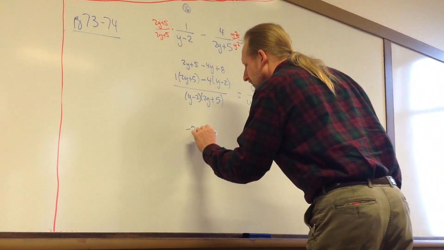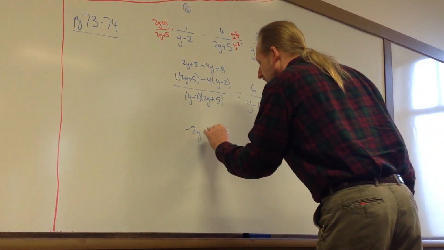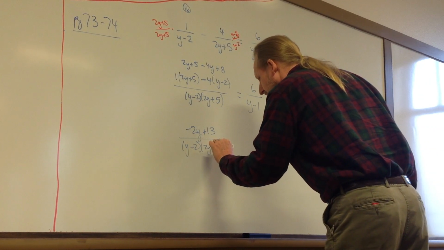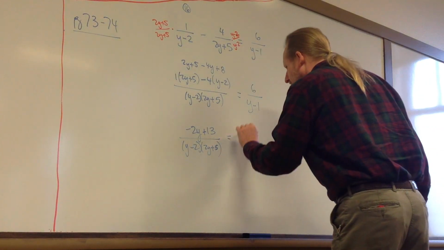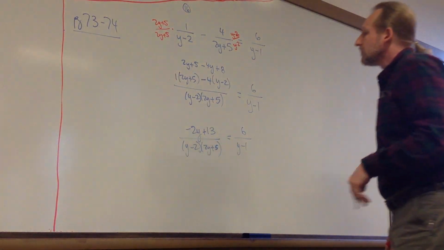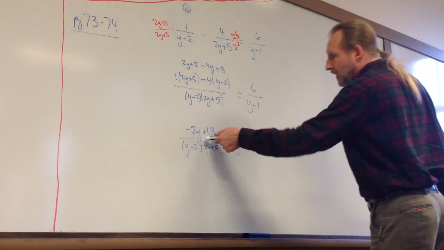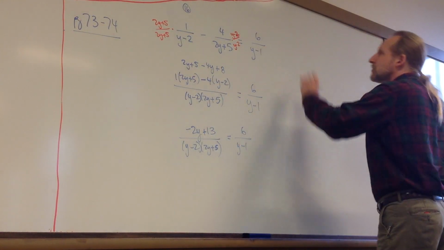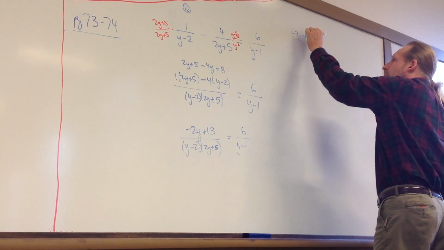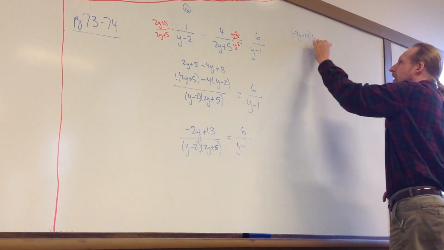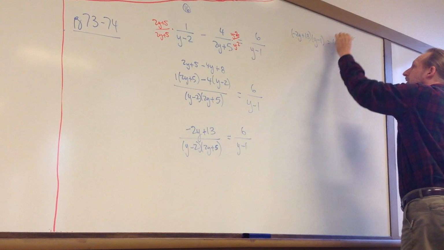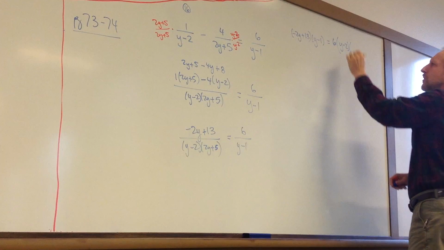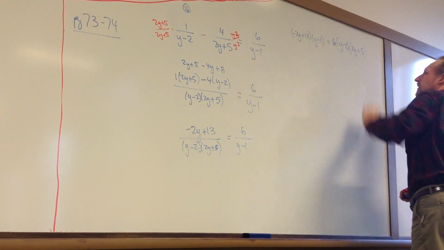So this will be negative 2y plus 13 over y minus 2 times 2y plus 5 equals 6 over y minus 1. Okay, so now again, we've got a fraction equal to a fraction, just a single fraction on one side, single fraction on the other side, and so we can cross multiply. Negative 2y plus 13 times y minus 1 is equal to 6 times y minus 2 times 2y plus 5.